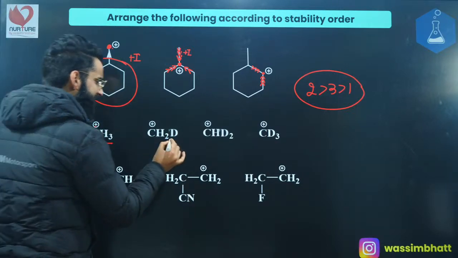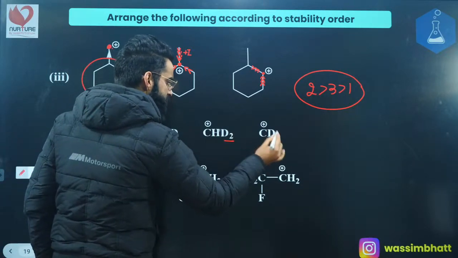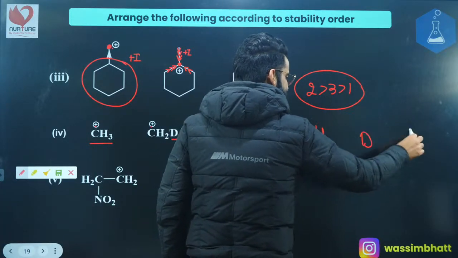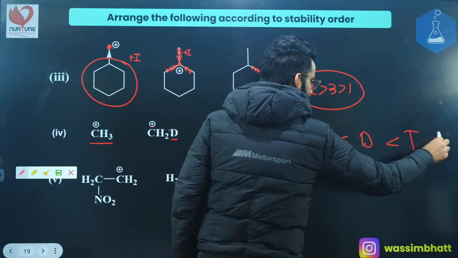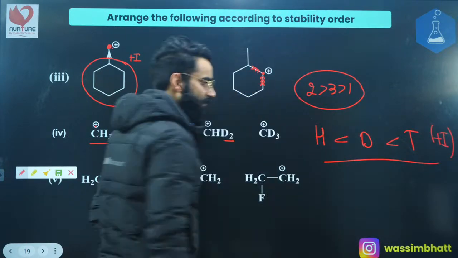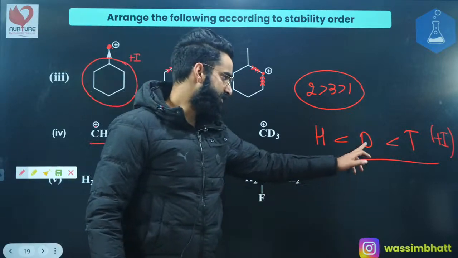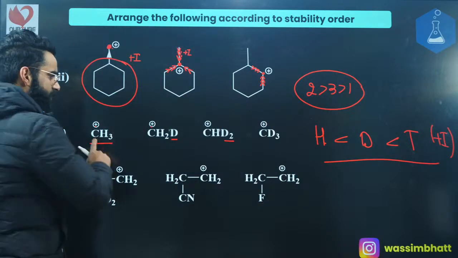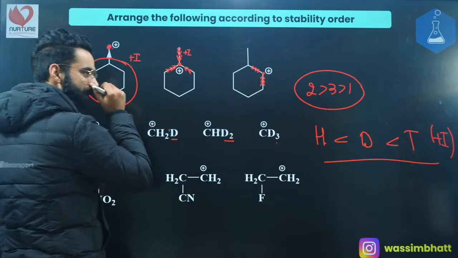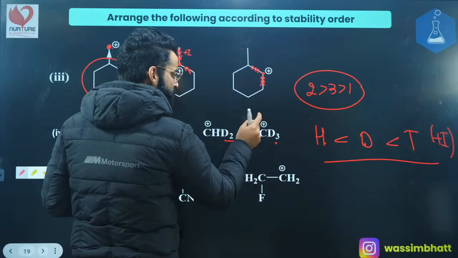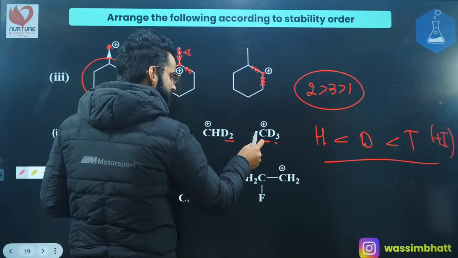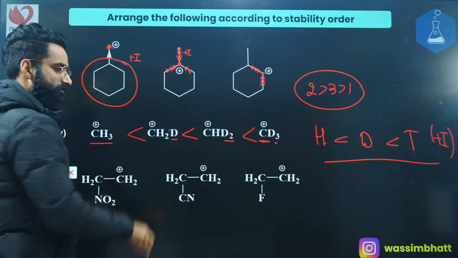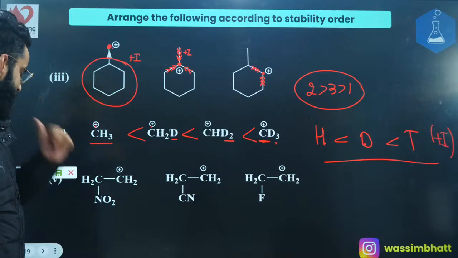CH3 positive, CH2D positive, CHD2 positive, CD3 positive. Few minutes back only I told you, protium, deuterium and tritium, they show plus I power. So do remember, deuterium has more plus I power as compared to protium. So where is deuterium maximum? Over here deuterium is maximum. So the intensity of positive charge on this carbon will be minimum, and if the intensity of positive charge on this carbon is minimum, its stability is maximum.